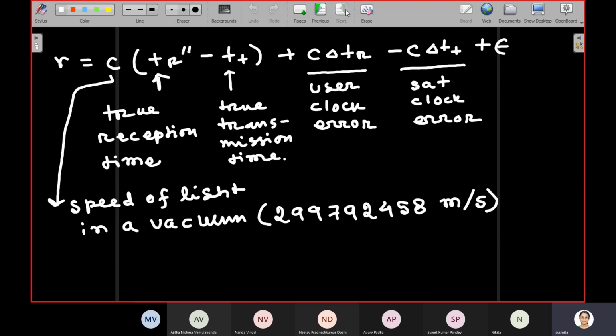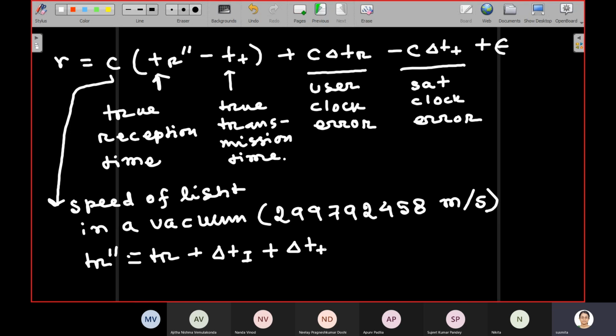Extra time about the distance. So let's write this TR double prime as TR. So TR would have been the time of reception had there been no atmosphere, plus the extra time the signal has to spend in the ionosphere, plus the extra time the signal has to spend in the troposphere.